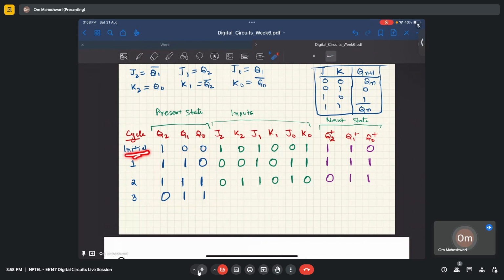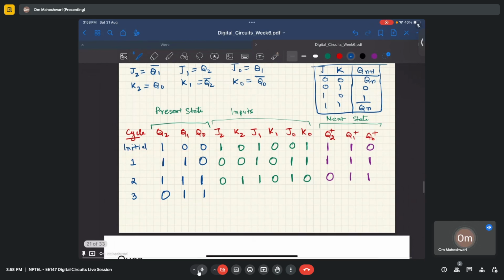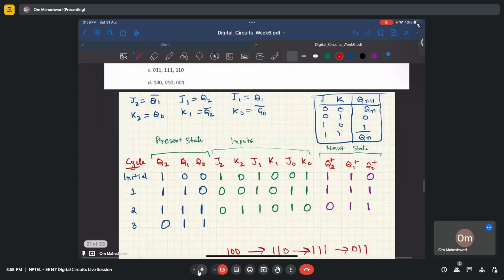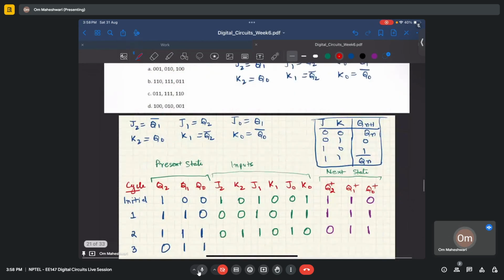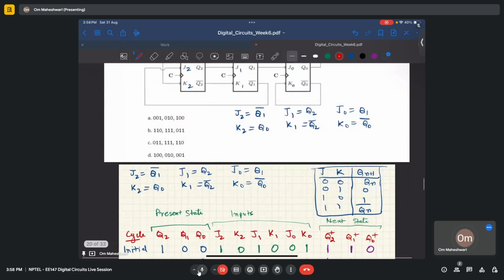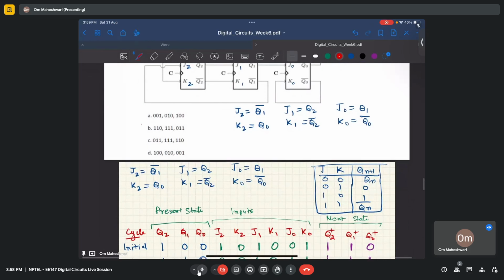This was our initial output. These are the next three outputs. So the cycle is something like this. Started with 1, 0, 0, then it went to 1, 1, 0, then 1, 1, 1, then 0, 1, 1. So the answer is 0, 1, 1, 1, 0, 1, 1, 1, 0, 1, 1. Option B.